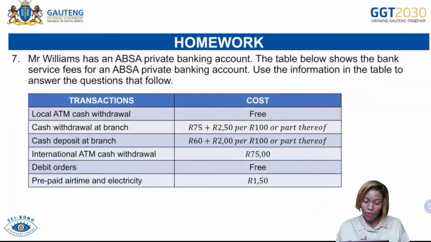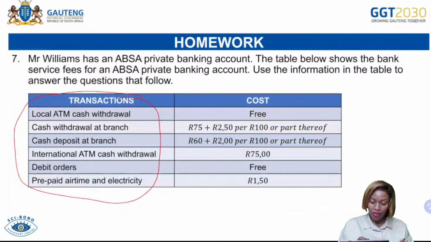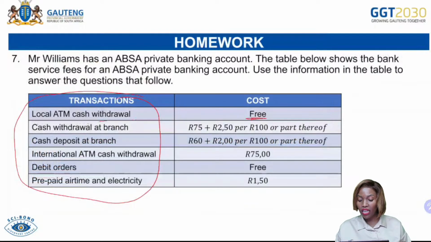So here they say Mr. Williams has an ABSA private banking account. The table below shows the bank service fees for an ABSA private banking account. Use the information in the table to answer the questions that follow. So this is the list of transactions that if he makes a local ATM cash withdrawal, they are not charging him any bank fees. If he withdraws the cash at a branch, then this is the formula that they will use to charge him, to say 75 rands plus 2 rand 50 per 100 rand or part thereof.